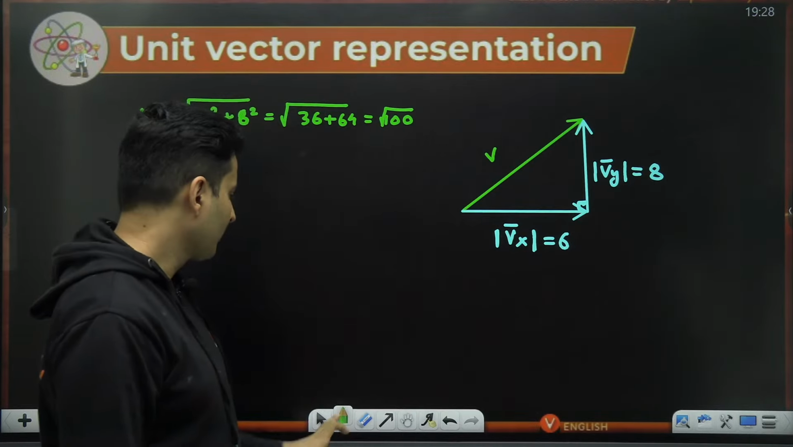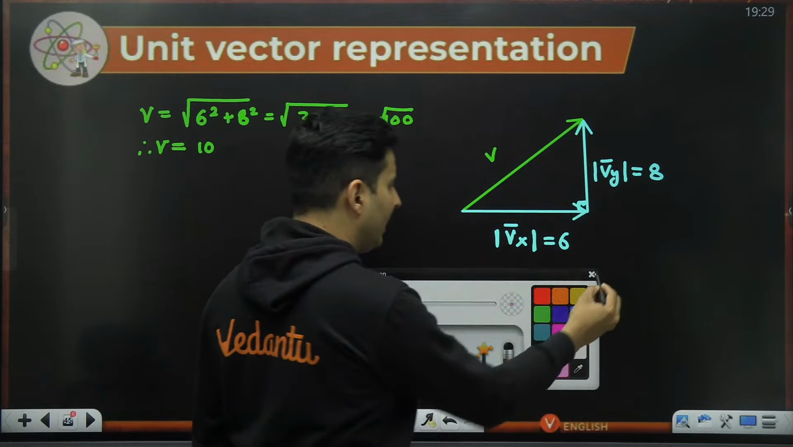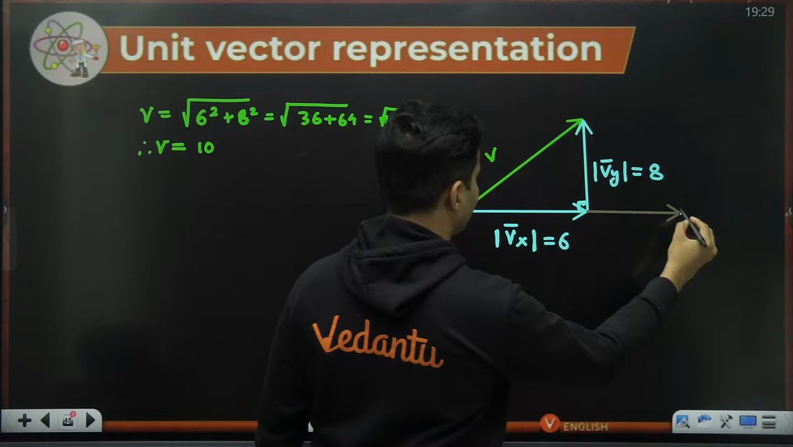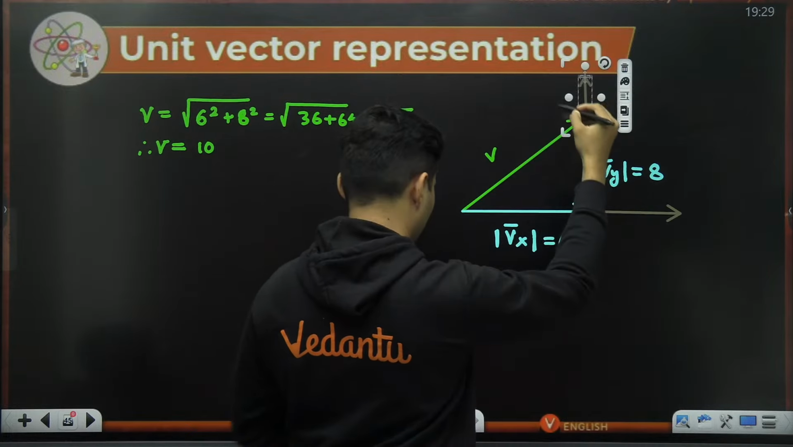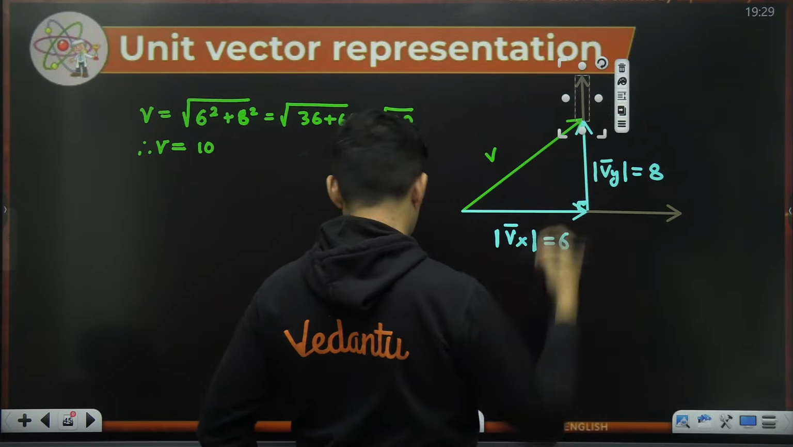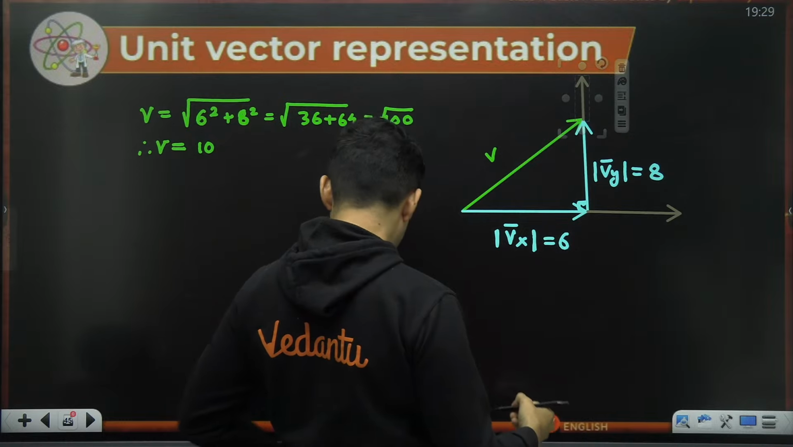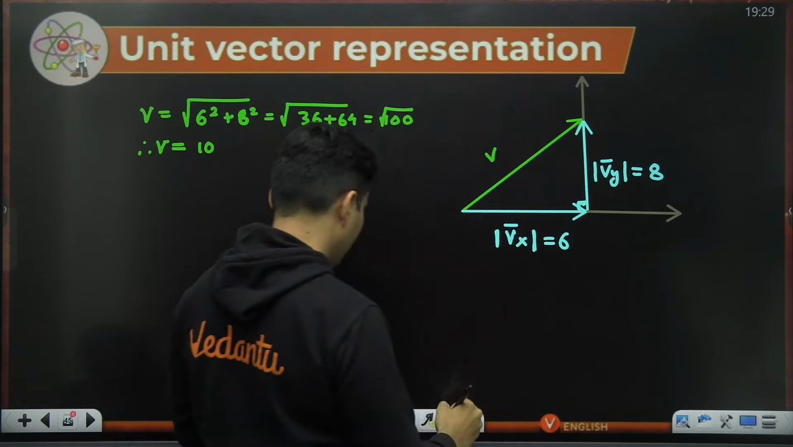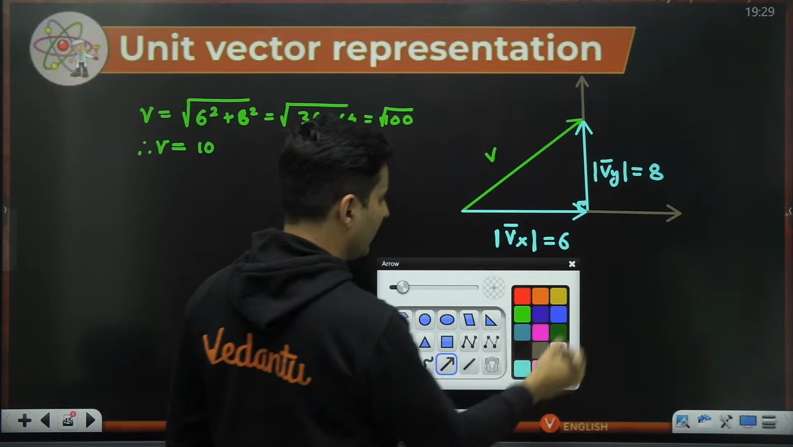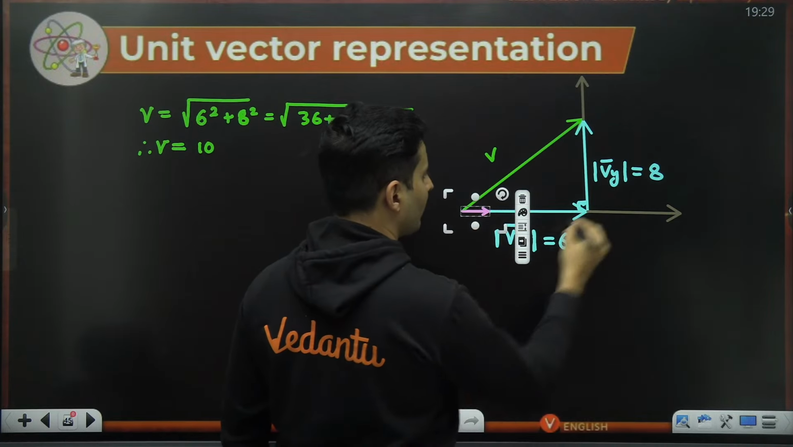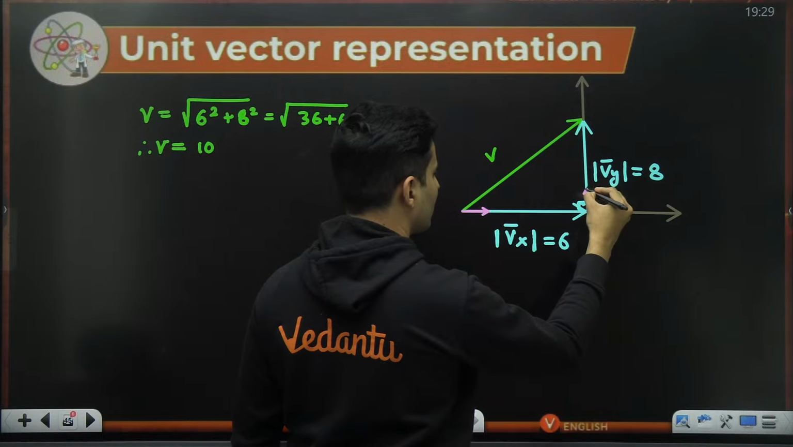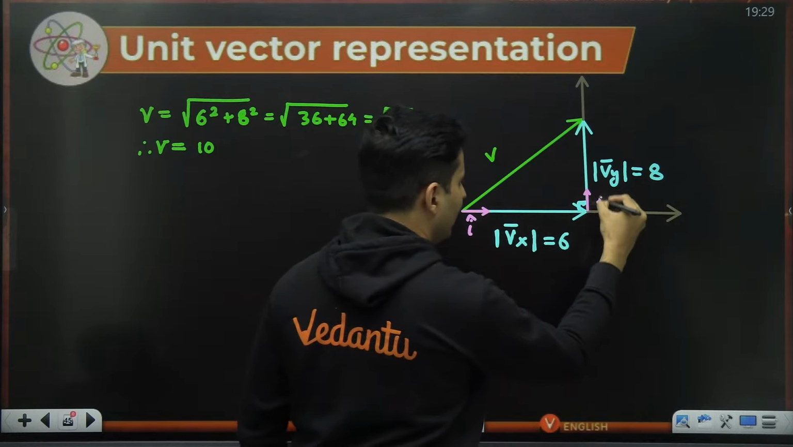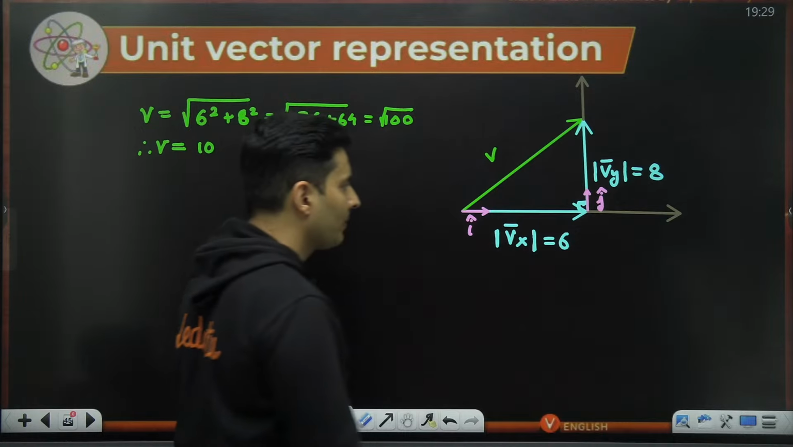Yes, sir. Correct. Another thing. Remember, I had defined some special unit vectors along the x direction, y direction, and all of that. This was the x direction. This is the y direction. A unit vector along the x direction is called i cap. A unit vector along the y direction is called j cap. So let me write this i cap over here and this j cap over here.